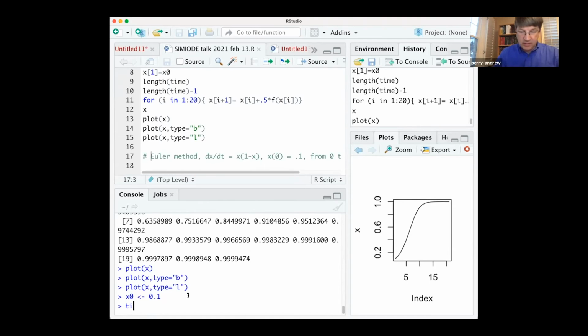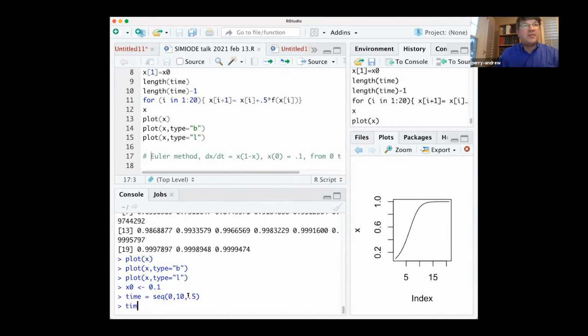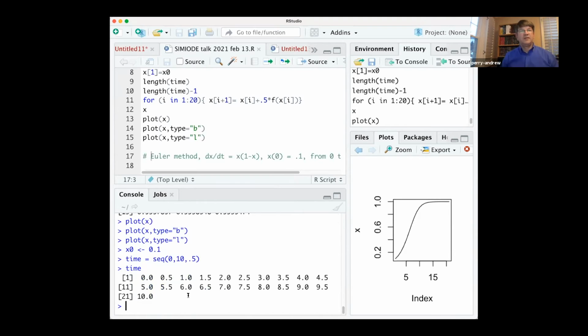And then we'll set up the time. We're going to have steps from 0 to 10 in steps of 0.5. I'll type time here. So these are the steps that we're going to use in Euler's method to solve this differential equation. Let's enter in the function.